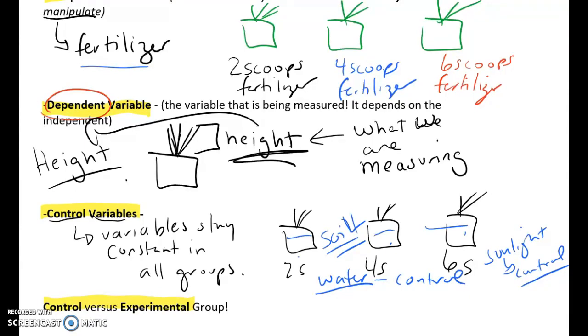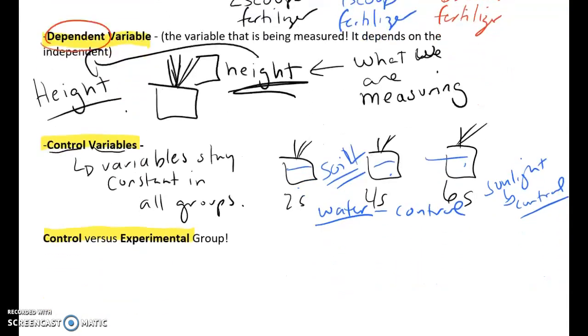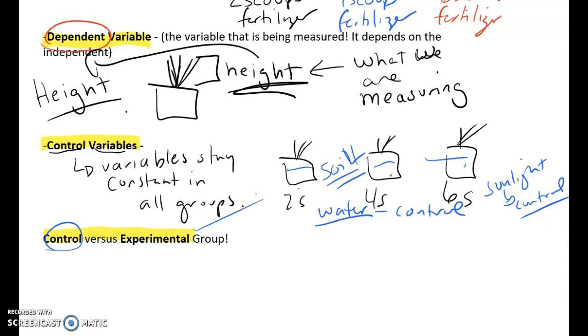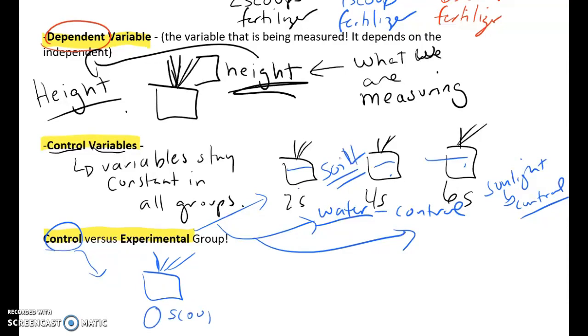We'll also have a control group. And your control group allows you to compare something to your experimental group. In these groups, we're experimenting 2 scoops, 4 scoops, 6 scoops. But we're also going to have a plant with how many scoops for it to be controlled? 0 scoops. That's our control group, okay? So we know that it was the fertilizer that caused the plant to grow and not something else.